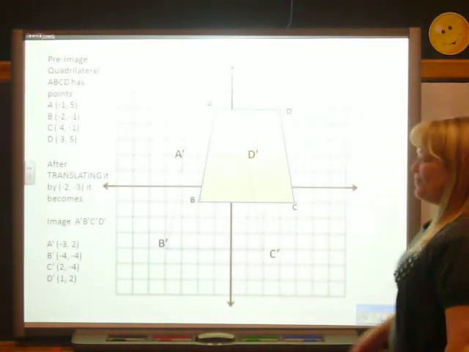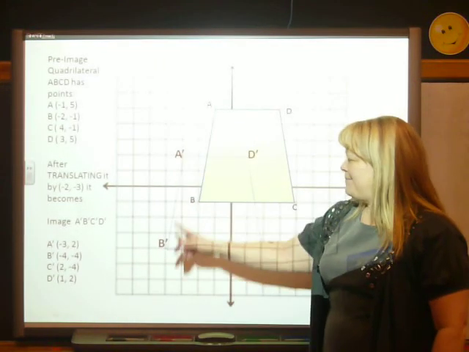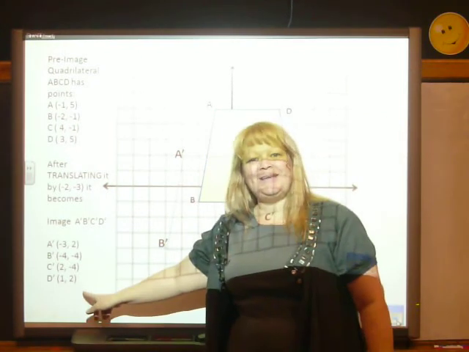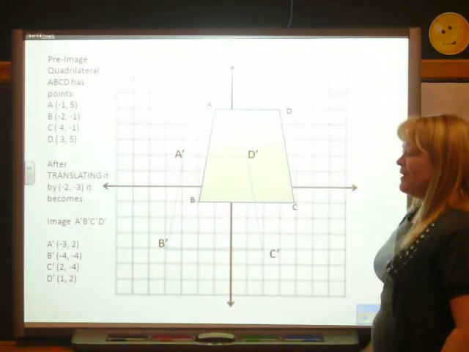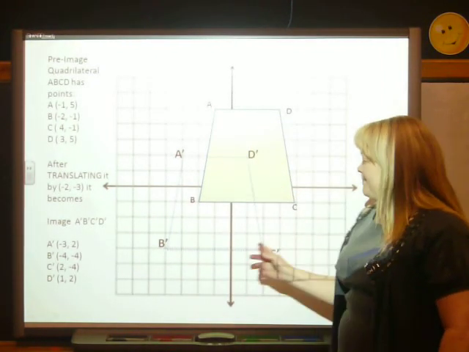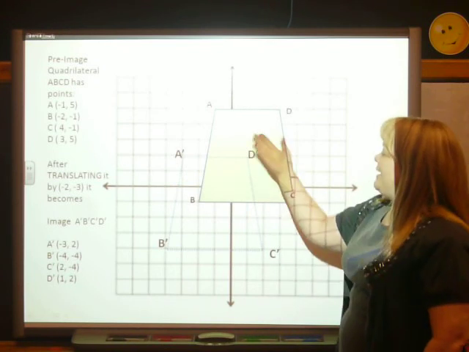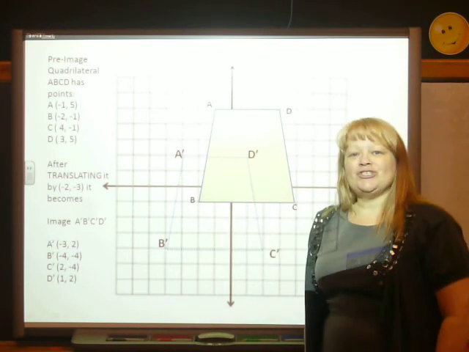I plot those points right here. A prime, B prime, C prime, and D prime are these points right here. Once they're plotted, I can connect them in the same fashion as my pre-image, and I have my image.